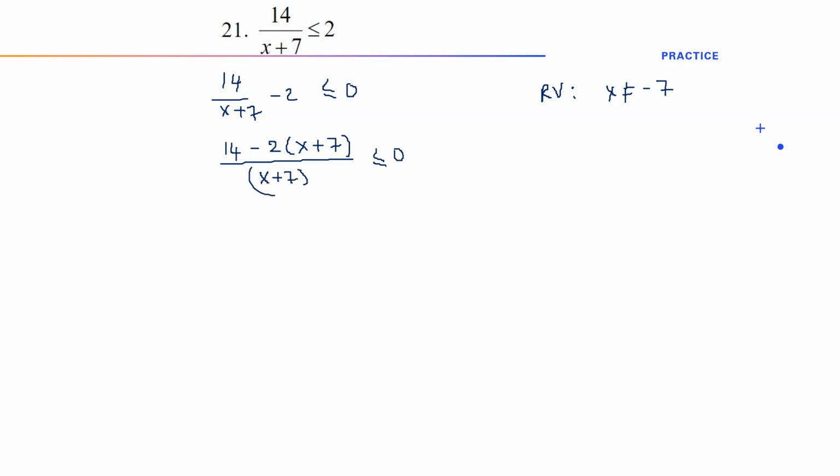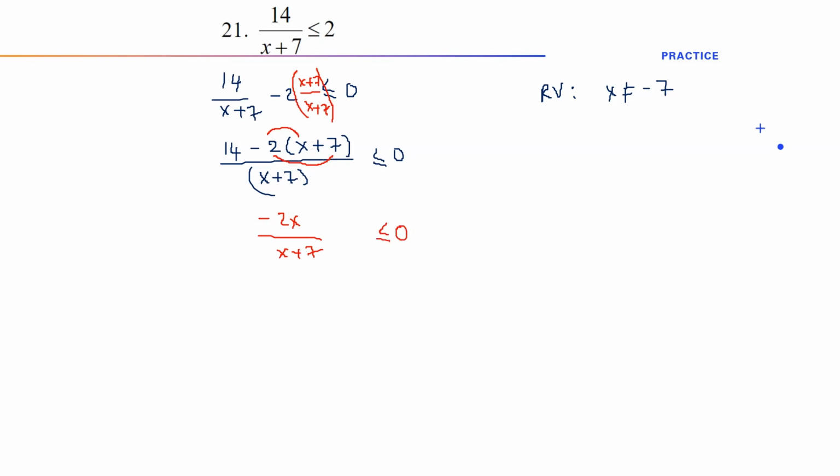That is less than or equal to 0. So this one is x plus 7 over x plus 7. Alright, now we can combine it, right? So minus 2x minus 14. So we are left with minus 2x. 14 subtract 14, that's 0. So we are left with minus 2x over x plus 7 less than or equal to 0.